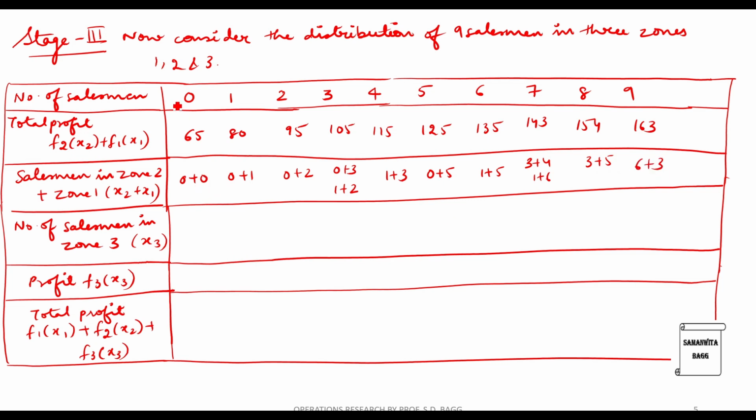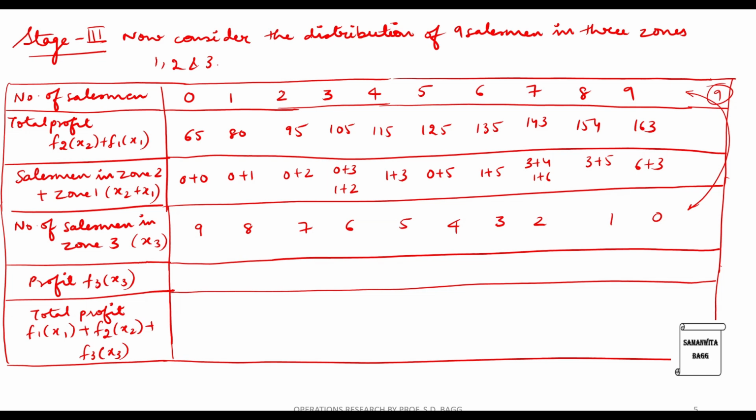If you observe, the summation will be equal to the number of salesmen that you see at the top. 0 plus 0, 0. 0 plus 1, 1. 0 plus 2, 2. Accordingly, at all the places you are going to see the addition is equal to number of salesmen. Next, I'll write down the number of salesmen in zone 3. Now, observe carefully. If you are adding the number of salesmen of zone 2 plus 1 and zone 3, the summation should be always equal to 9. Hence, I will start writing here 9, 8, 7, 6, 5, 4, 3, 2, 1, 0. Such that the summation of this and this total should always be equal to 9 as per the given question.